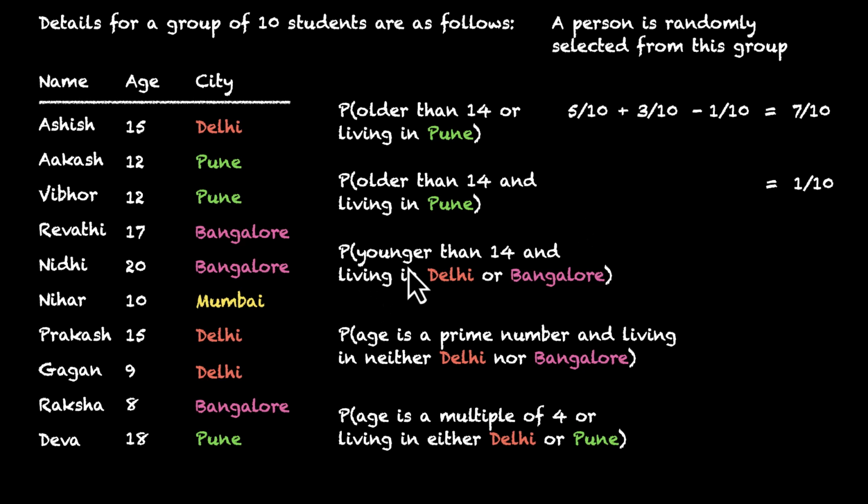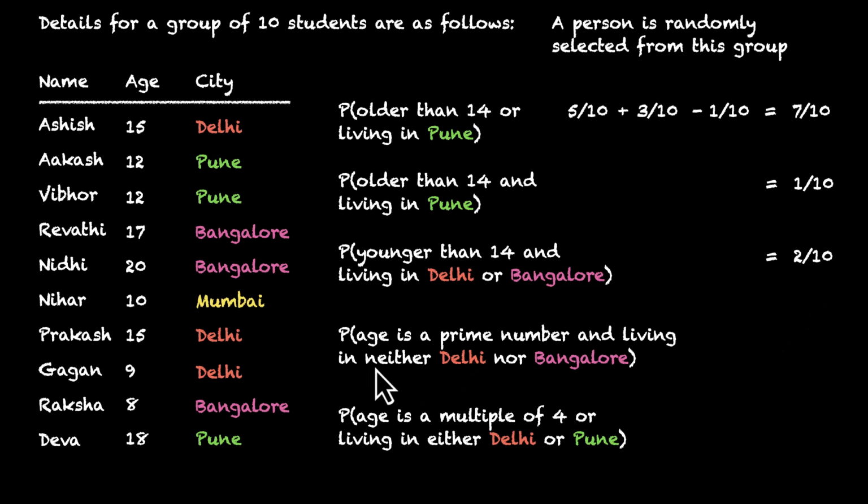Probability that the student is younger than 14 and living in Delhi or Bangalore. So we can do this by going through the list. We can select the ones that are in Delhi or Bangalore. From that list, we can figure out who are the ones that are younger than 14. So Ashish lives in Delhi, but he's not younger than 14. Revati, Bangalore, not younger than 14. Nidhi, Bangalore, not younger than 14. Who else? Prakash, Delhi, again, not younger than 14. Gagan, Delhi, yes, younger than 14. So Gagan works. Raksha, Bangalore, and younger than 14. So Raksha also works. So Gagan and Raksha, 2 out of 10. So the probability of this happening, that's going to be 2 by 10.